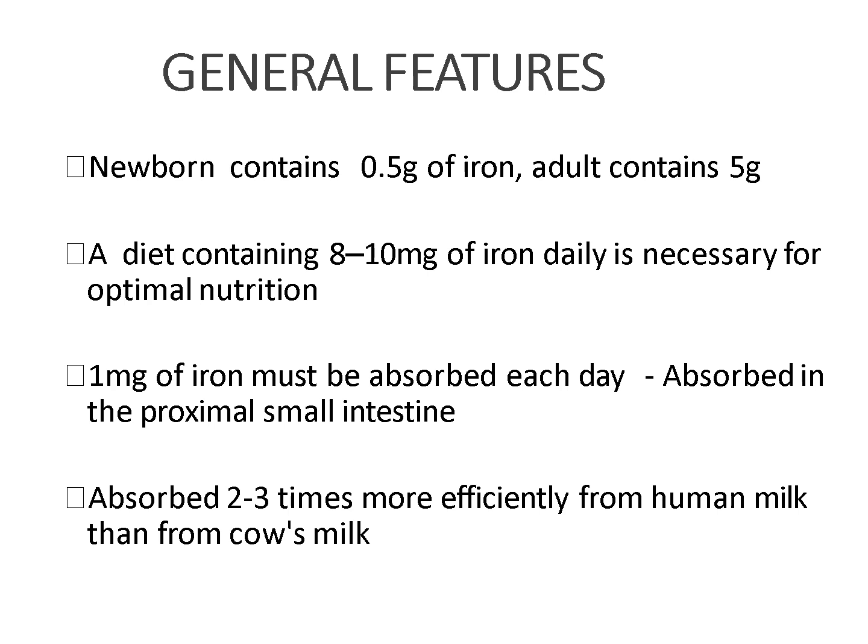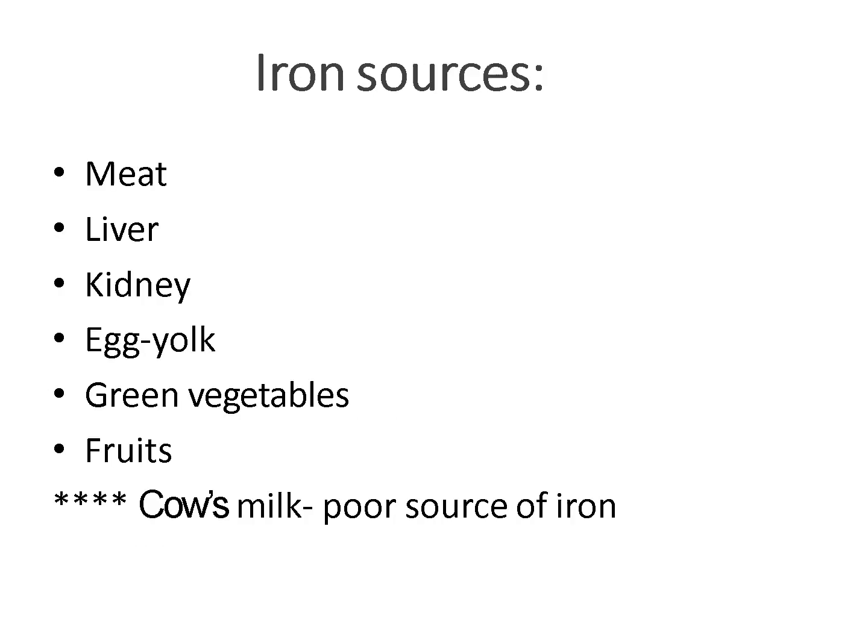We should talk about the general features. A newborn contains 0.5 gram of iron, an adult contains 5 gram of iron. A diet containing 8 to 10 milligrams of iron daily is necessary for optimal nutrition. 1 milligram of iron must be absorbed each day. That takes place in the proximal small intestine. Iron is absorbed 2 to 3 times more efficiently from human milk than from cow milk. Meat, liver, kidney, egg yolk, green vegetables, and fruits are the important iron sources, whereas cow milk is a poor source.